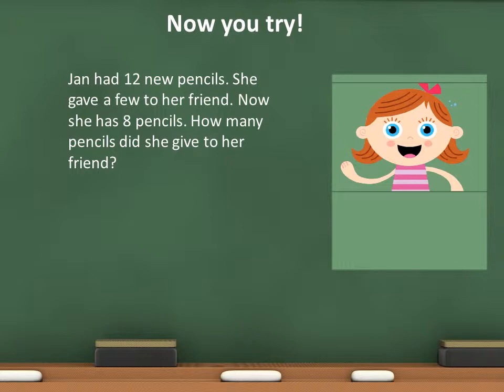Let's see if you can do another one. Listen to the problem. Jan had 12 new pencils. She gave a few to her friend. Now she has 8 pencils. How many pencils did she give to her friend? Think about the problem. Find the information you can use to tell what happened in the problem. I'll give you a few moments to think about it.